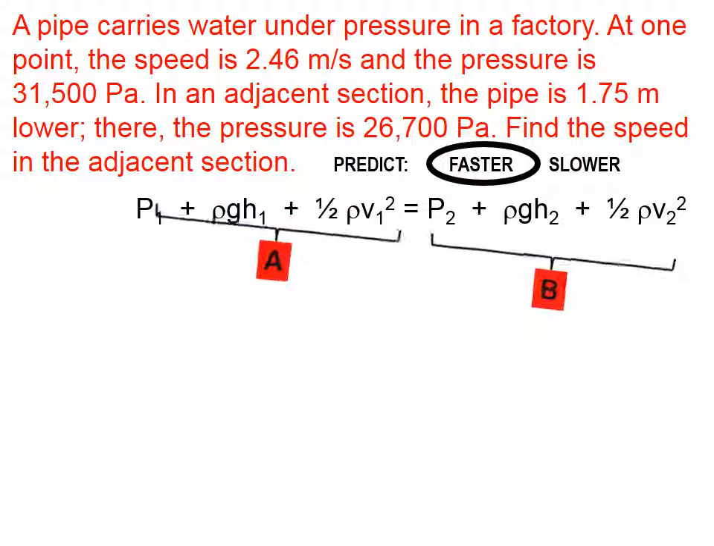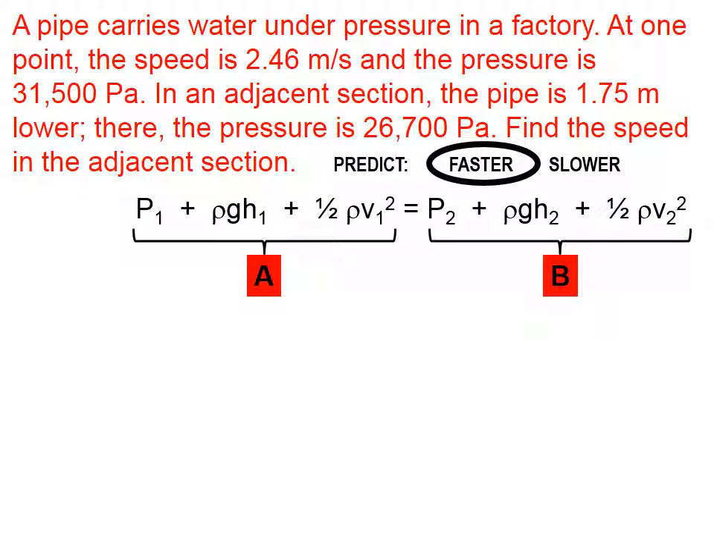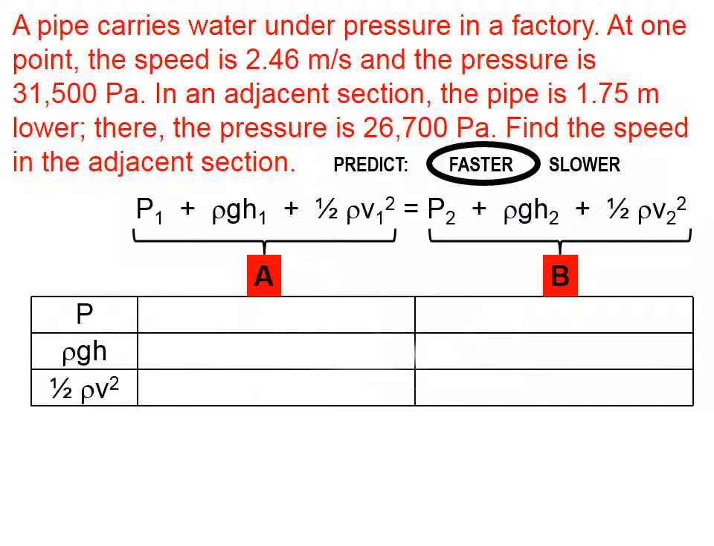So I'm going to call the first section of the pipe section A and the second section of the pipe section B. And I'm just going to make a table here because I like tables. And these are the three bits of each quantity. So in section A, we're given that the speed of the water is 2.46 meters per second, which means that we can fill in this portion of the table: 1/2 times the density of water times the speed squared. We're also told that the pressure in that section is 31,500 pascals. So I'm going to put that in there.